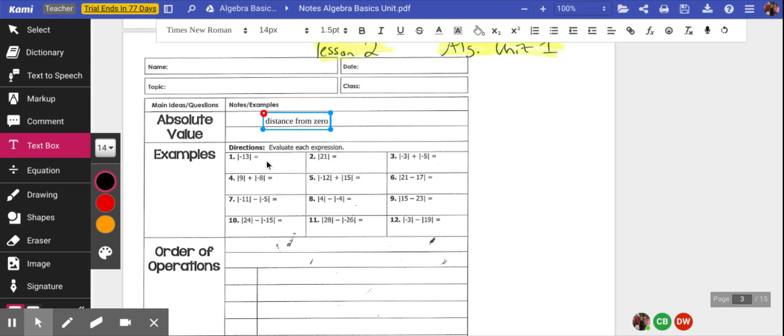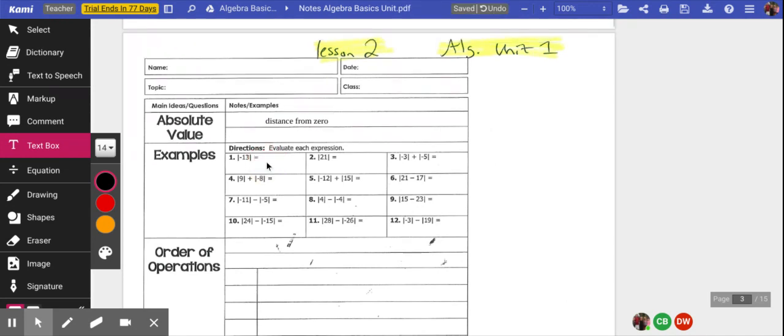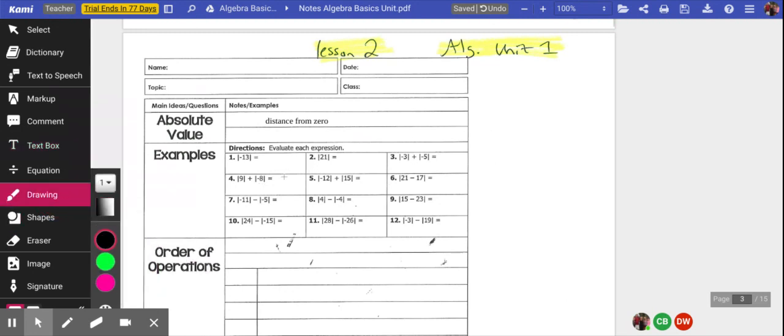So the absolute value of negative 13 would be 13. Absolute value of 21 would be 21. The absolute value of negative 3 plus negative 5, well, the absolute value of negative 3 plus the absolute value of negative 5 would be 8. So I want you to do the next couple rows and see if you come up with the same answers that I do.